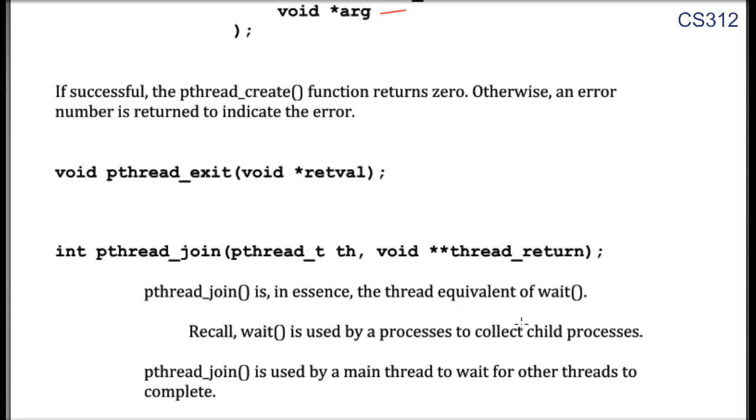pthread_join takes two parameters. The first parameter will be used to specify which thread we are interested in waiting for, because at any point in time there could be multiple threads that have been formed by the main thread. The next parameter of pthread_join is a double void pointer, and this is going to be there for capturing the return value which is returned by the thread function.